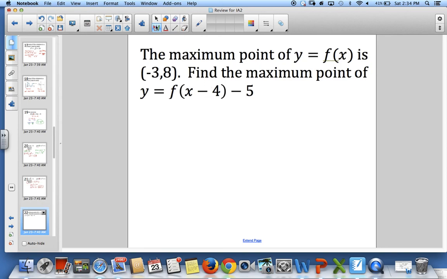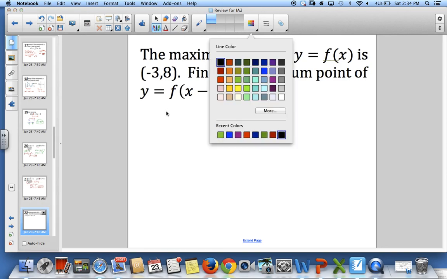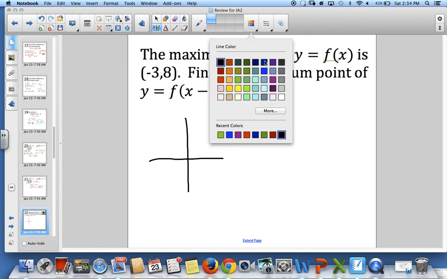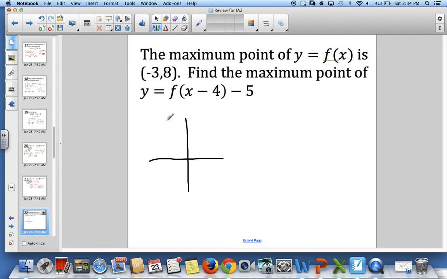If I wanted to draw a picture of what that looks like, I can draw, oops, that's not very good. Let's draw straight up and down. I can draw a graph that looks something like this. So somewhere over here, negative 3, that's where my point is going to be, somewhere up here, 8. That's the maximum point. I don't know what the graph looks like. It has some weird shape, but that's the highest point. And we're going to shift the graph a certain direction.